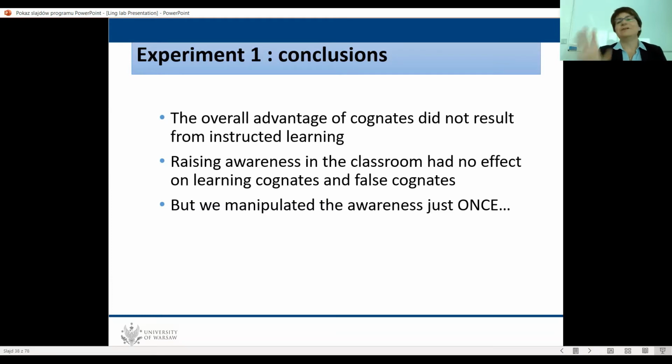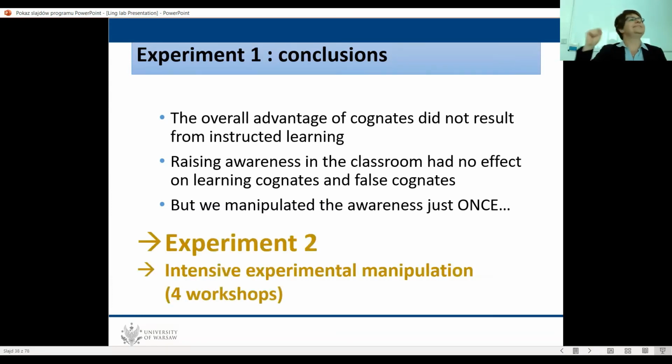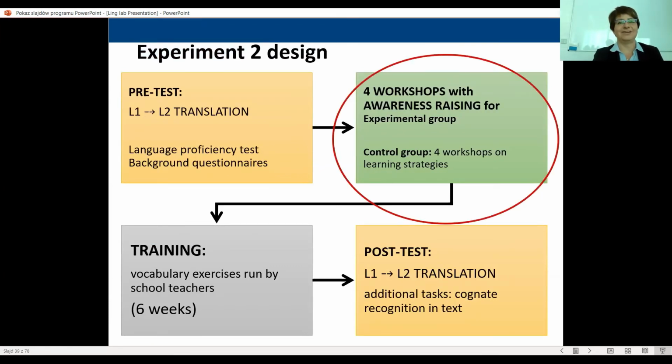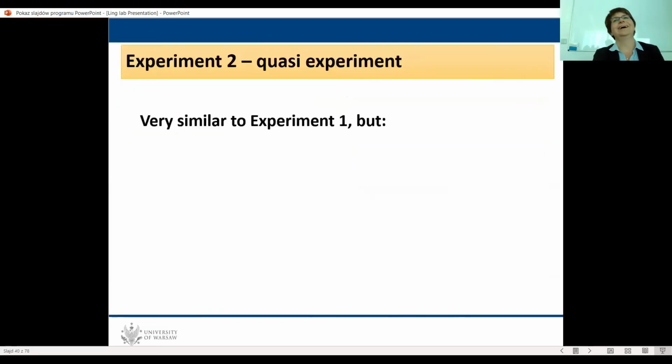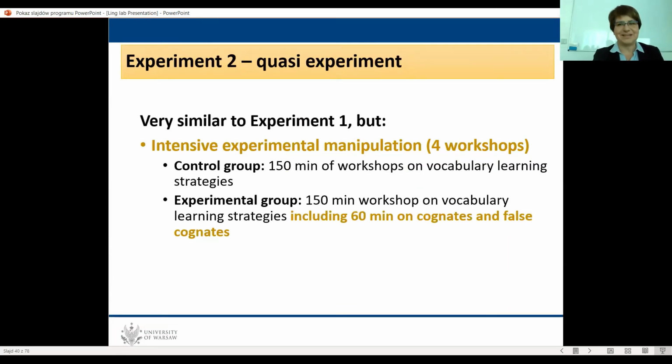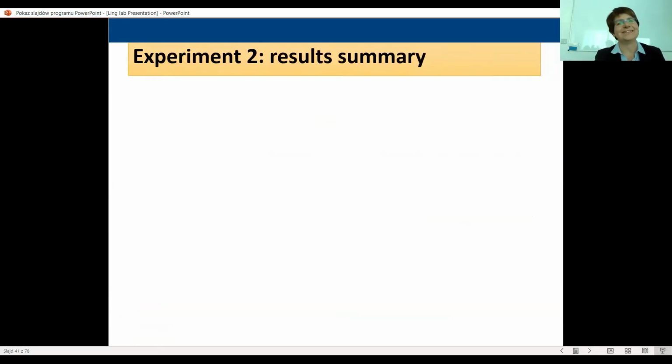But we manipulated the awareness just once. So now let's do it better. Hence the second experiment. The first batch was like 50 children, the second batch was another 50 children, but the second batch received 4 fantastic interactive workshops raising the awareness of cognates. Basically the design was the same, but they got those 4 workshops. And what happened? Nothing. Everything was very similar. They received like 60 minutes of learning strategies on cognates and false cognates, and nothing worked.